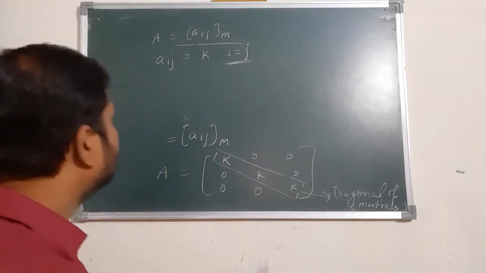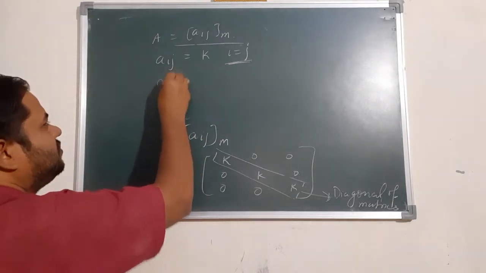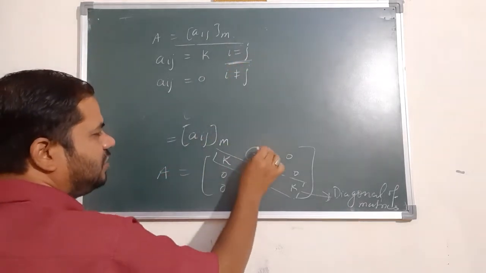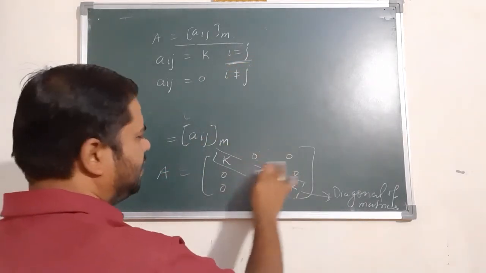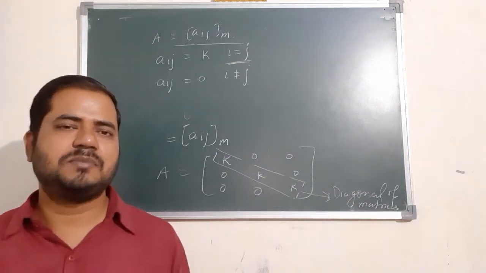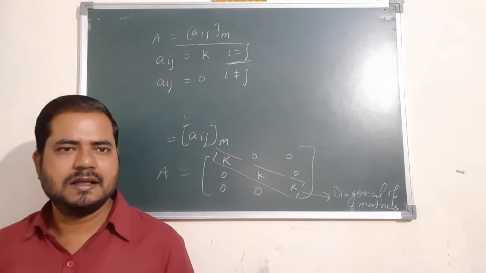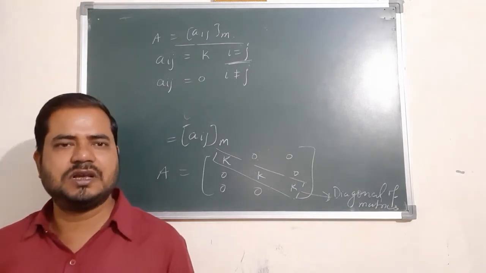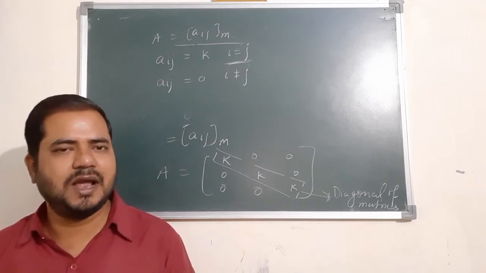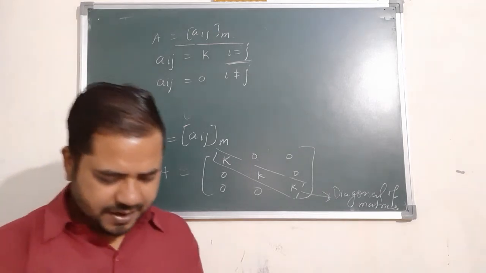But Aij is equal to 0 when i does not equal j. That means these elements A21, A31, okay, these elements are 0. When i does not equal j, the elements should be 0. When i is equal to j, then the elements are constant, that is K. This particular matrix is known as a diagonal matrix, okay.